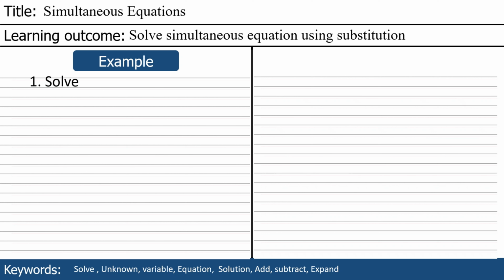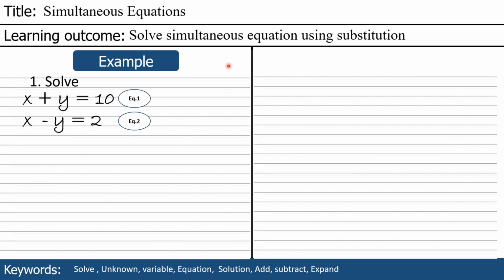By the end of this video, you will be able to solve simultaneous equations using substitution. So let's start with our simultaneous equations. Here we have x add y equals 10. That is our first equation. Then we have x subtract y equals 2.